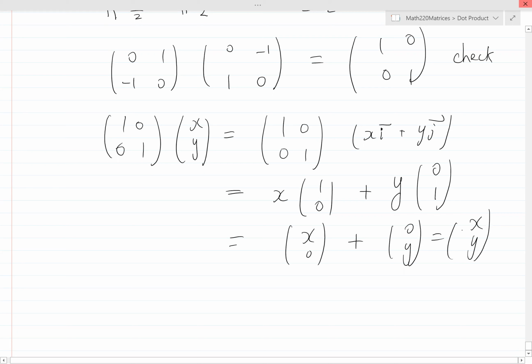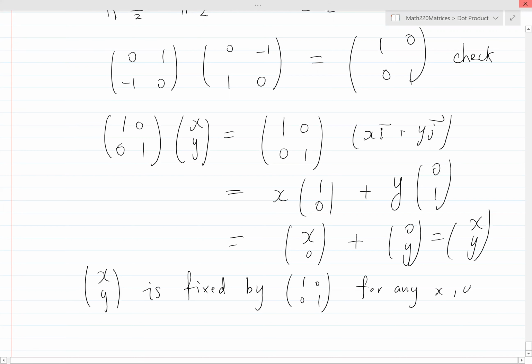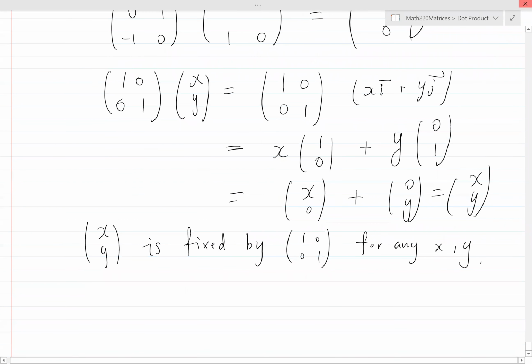So any vector x, y is fixed by the identity matrix. This means that for any x, y, the matrix fixes everything. So it's the identity map. It keeps everything fixed.